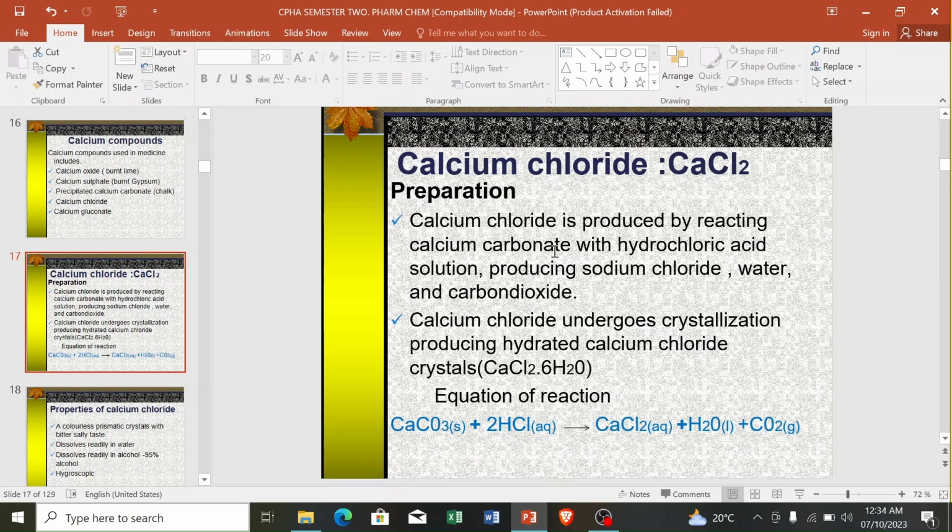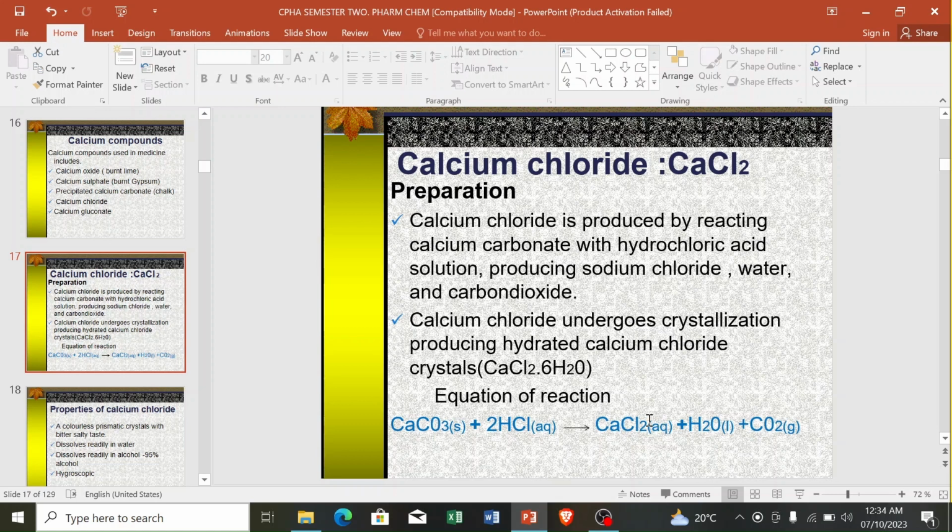So what you need to know at the back of your mind, when carbonates react with acid, we expect to evolve carbon dioxide gas. That is the first thing we need to know. So calcium chloride is produced by reacting calcium carbonate with hydrochloric acid solution, producing calcium chloride, water, and carbon dioxide. Calcium chloride undergoes crystallization, producing hydrated calcium chloride crystals.